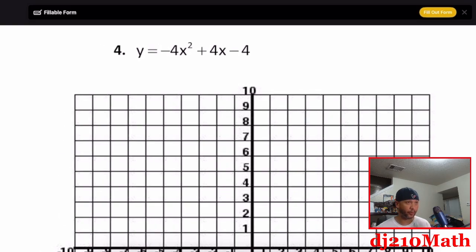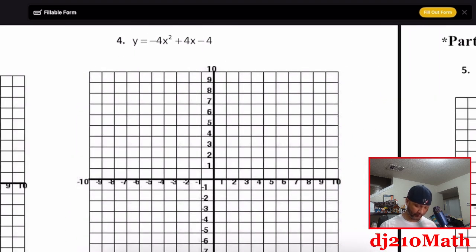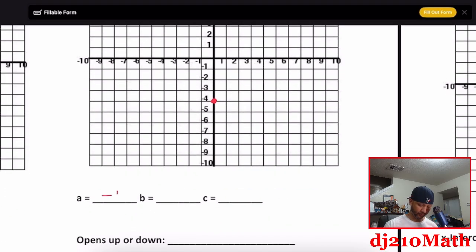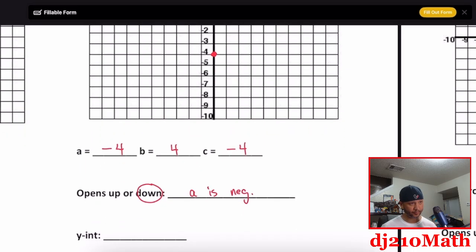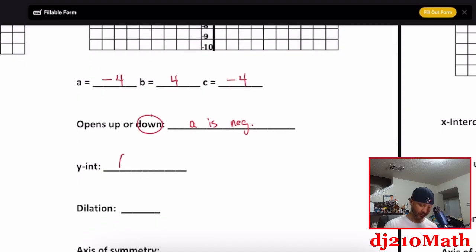Okay, -4, 4, -4. It opens down and it crosses at -4. So -4, 4, -4. Opens down since a is negative. Y-intercept, x is 0, y is -4. The dilation is 4, right? Some people say -4, but negative tells us up or down, and the dilation, the factor that you're stretching by, is 4.